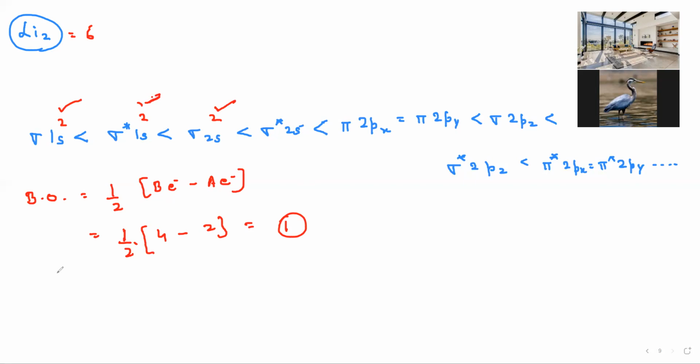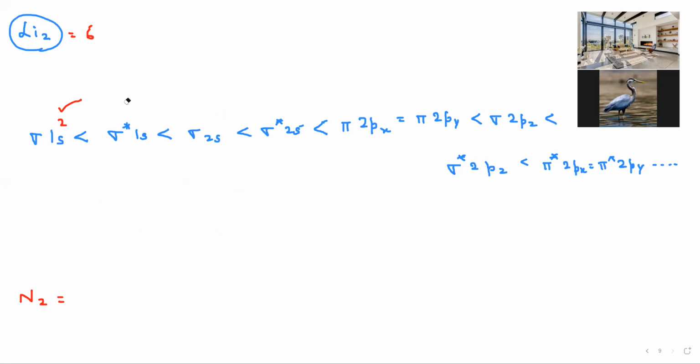Okay, so suppose I have nitrogen. Nitrogen is N2. So can you try to fill up the electrons of N2? Yes, N2. I'm just erasing that.